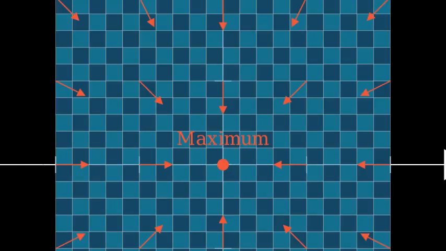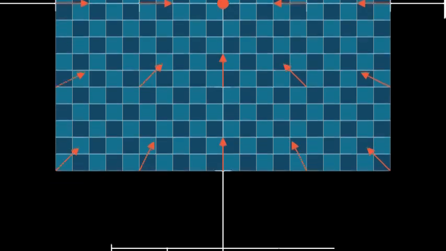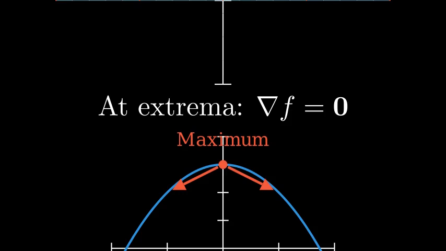Let's formalize this observation. At a local maximum or local minimum of a differentiable function, the gradient is the zero vector. Mathematically, this means nabla f equals 0. Why is this the case? Let's think intuitively. If you're at the top of a hill, which is a local maximum, moving in any direction will cause you to go downhill. At that exact peak, you're not going up or down in any direction. Hence, the rate of change, the gradient, is 0.